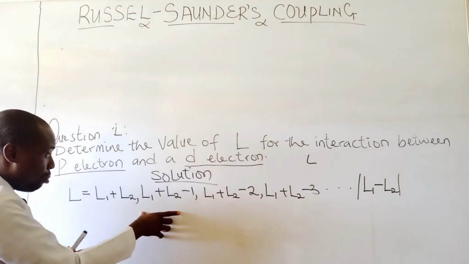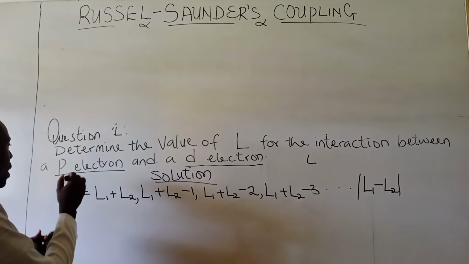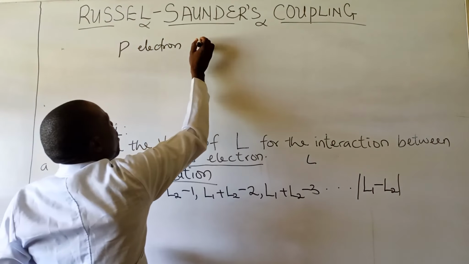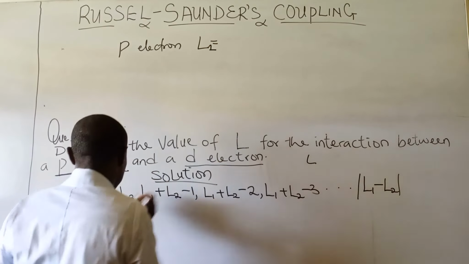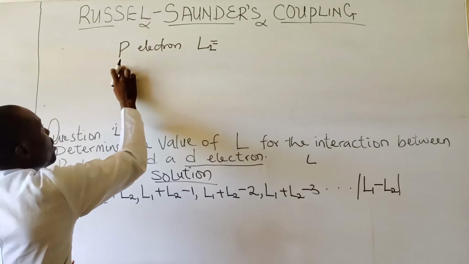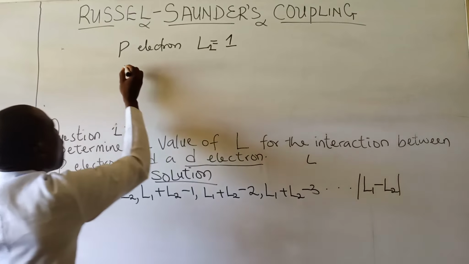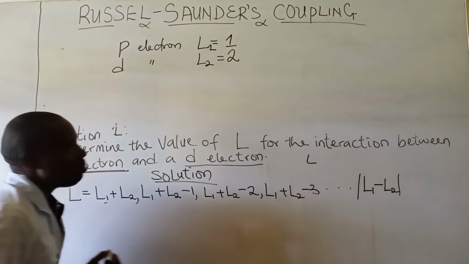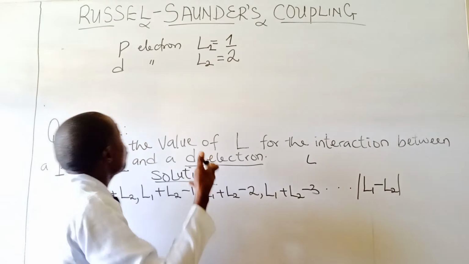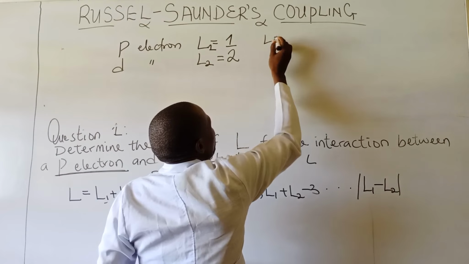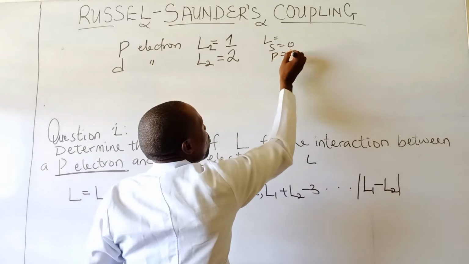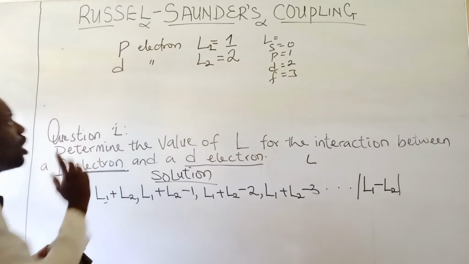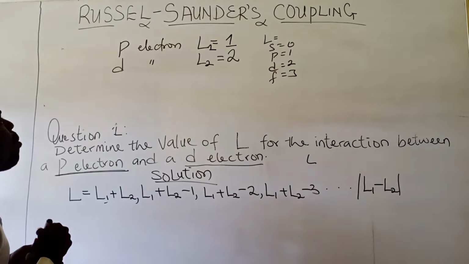Now that we have this formula right here on the board, we know that it is between a p electron and a d electron. The L for the p electron, which is this L1 here, is 1, because s is 0 and p is 1. For a d electron, the L2 here will be 2. For those who still do not understand, remember the azimuthal quantum number: for s it is 0, for p it is 1, for d it is 2, and for f it is 3. So follow suit here.